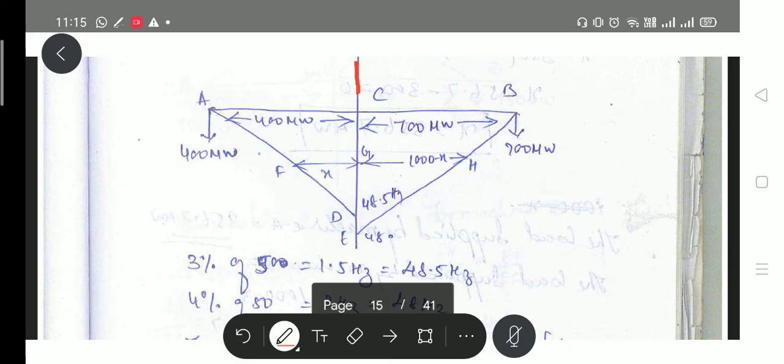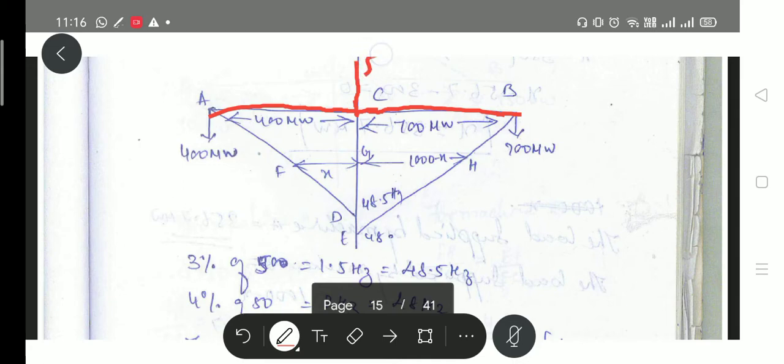First I am taking machine A. Machine A is 400 megawatts sharing. Oppositely, another one is parallelly connected, 700 megawatts. So I am taking B as 700 megawatts. A to C is 400 megawatts, B to C is 700 megawatts. Both points will be the same point, that is C.